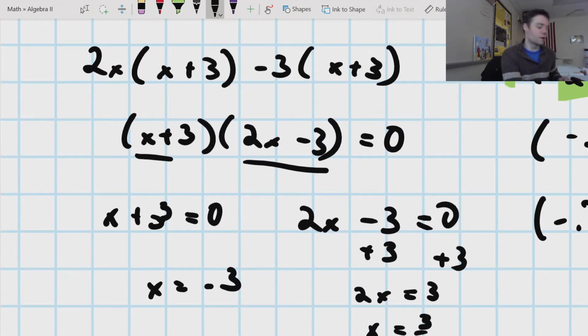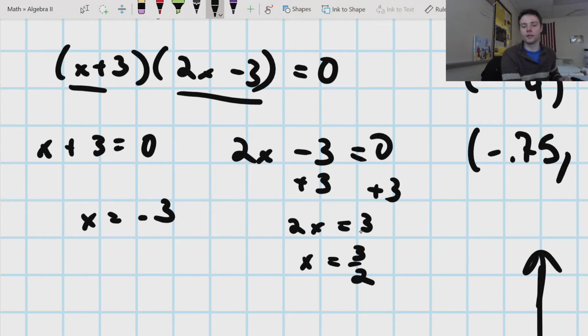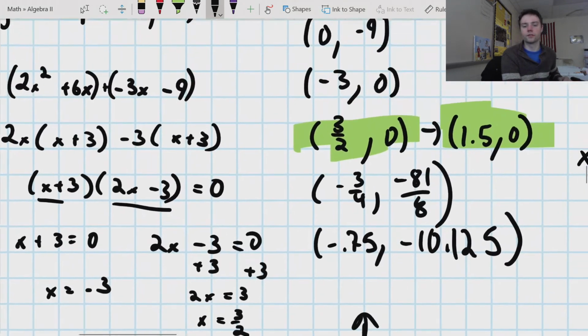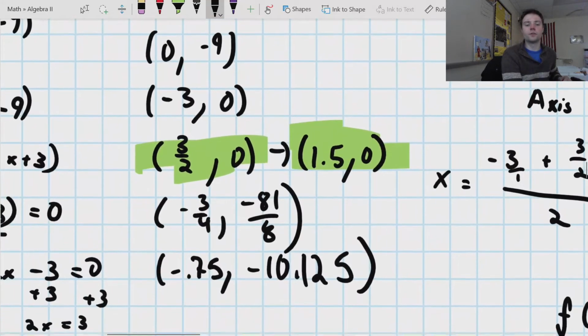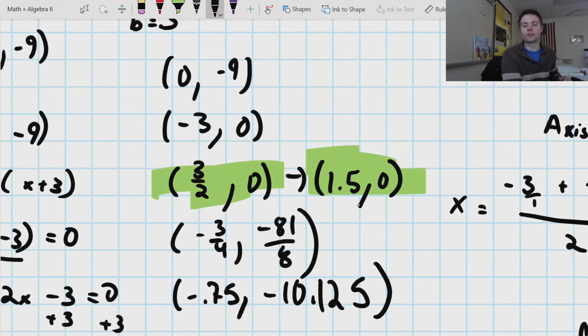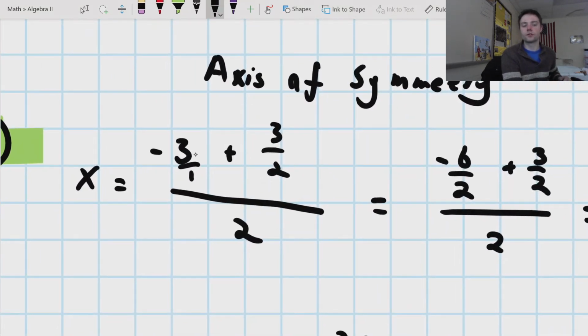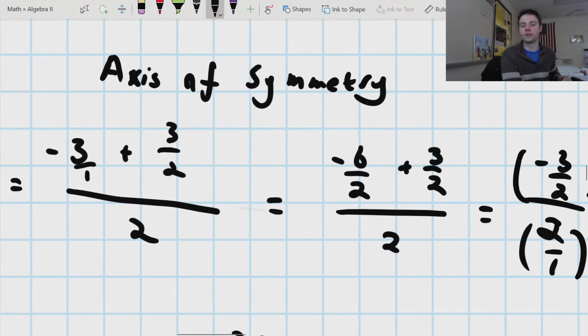So I set both equal to 0. So for this one, if you subtract 3 from both sides of the equation, you get x equals -3. From this one, you add 3 and then divide by 2, and you get x equals 3 over 2. So that gives me 3 over 2, 0 is a 0, and what is it? -3, 0 is a 0. So I approximated this with a decimal. These other numbers are coming from over here. So this is me trying to find the axis of symmetry. So I took -3 over 1 plus 3 over 2, divided it by 2. So I took the average of the two zeros.